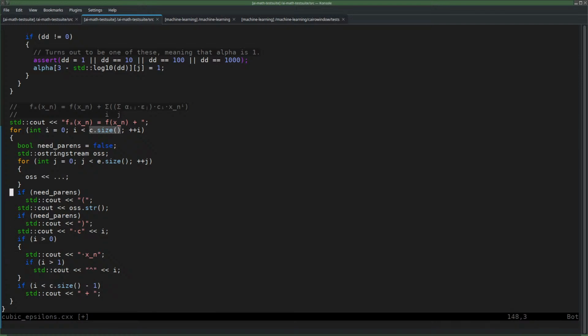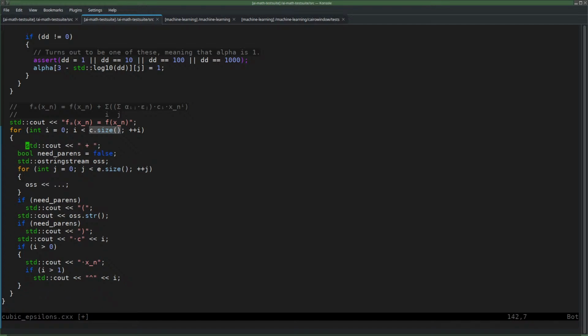But if I remove the plus here, then we don't need to do that. And we just always print the plus here. Way better. Now this part.